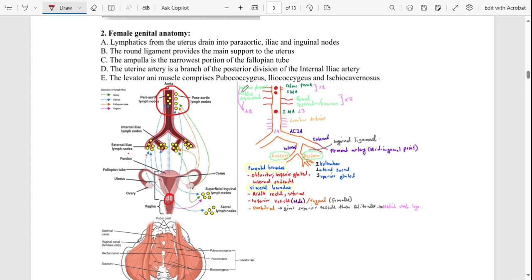And then D is saying the uterine artery is a branch of the posterior division of the internal iliac. So here I've tried to put down the abdominal aorta. At the level of L1, we have two arteries coming from there. We have the celiac trunk and the superior mesenteric, both of them coming from L1.